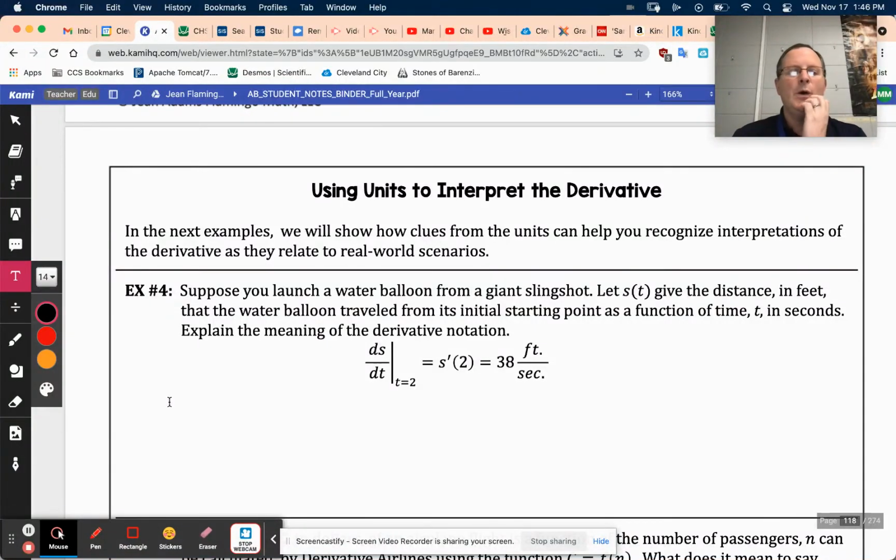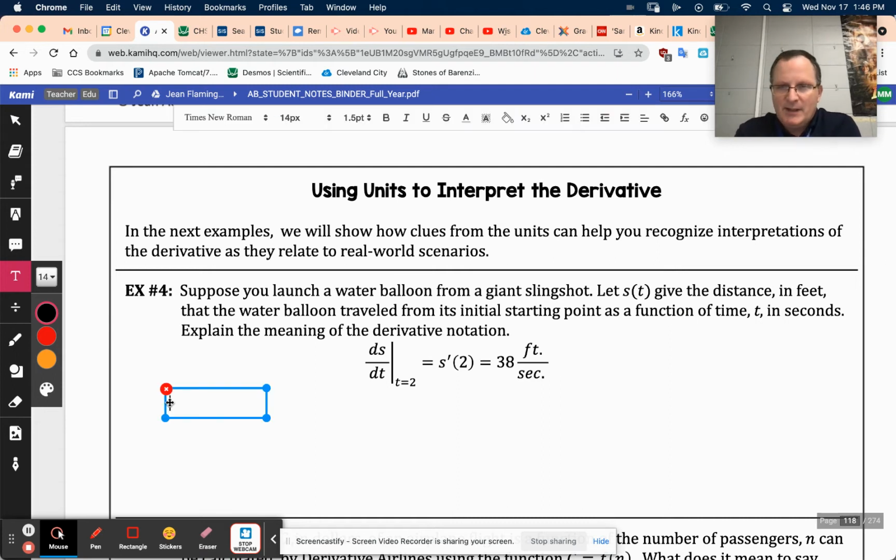Hey, all right. So, example 4 says, suppose you launch a water balloon from a giant slingshot. Let S of t give the distance in feet that the water balloon traveled from its initial starting point as a function of time in seconds. Explain the meaning of the derivative notation. We got two of them, ds dt when t is equal to, and then s prime. But if you're talking about the derivative of position, that's velocity.